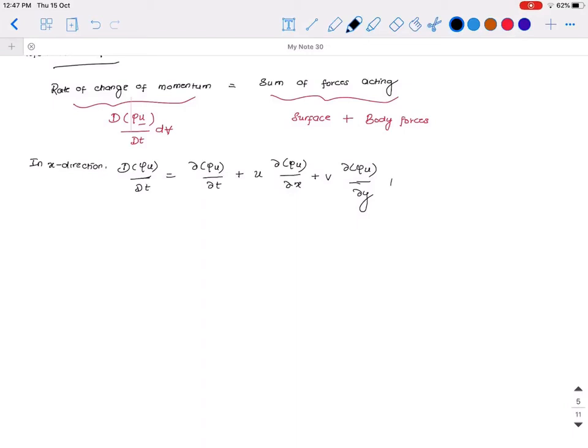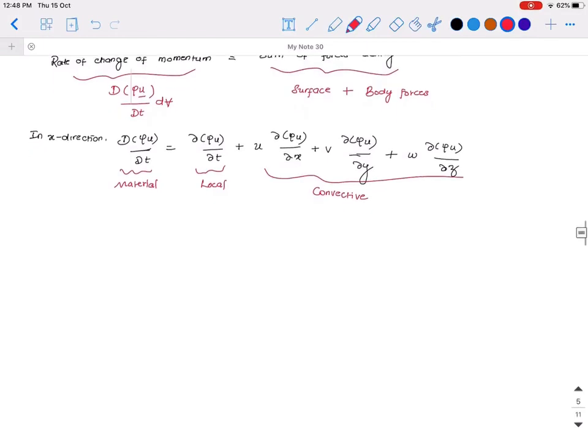Okay, in 3D you would write plus w dou of rho u by dou z. Okay, for simplicity we will consider only the 2D versions. Okay, and you know that this is the material derivative, which describes the rate of change of a quantity following a fluid particle. This is the local derivative, and this is the convective derivative. Okay, so now this one we know how to write in Lagrangian description.